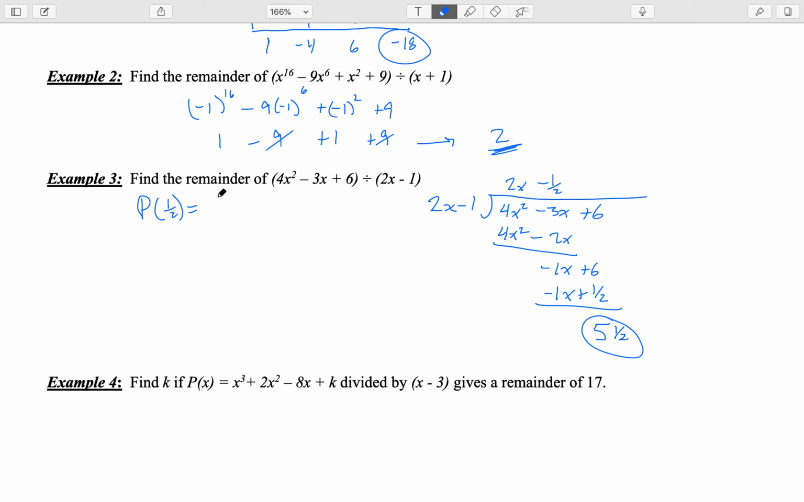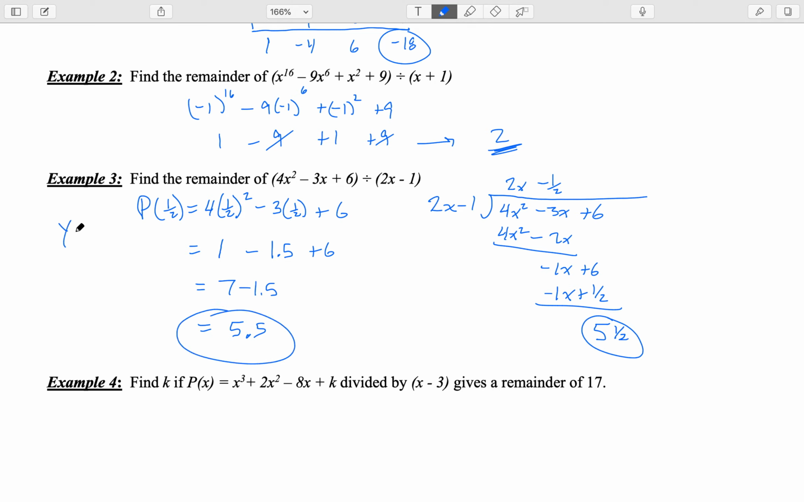What if I had to plug this in? Let's take 1/2 and plug it in. Let's try it. 4 times positive a half squared minus 3 times positive a half plus 6. Okay, half squared is a quarter. 4 times a quarter is 4 quarters. In other words, that's 1. Minus 1.5 plus 6. In other words, this is 7 minus 1.5, which is 5.5. It's the same thing. It does work.